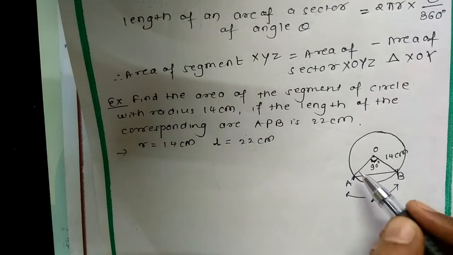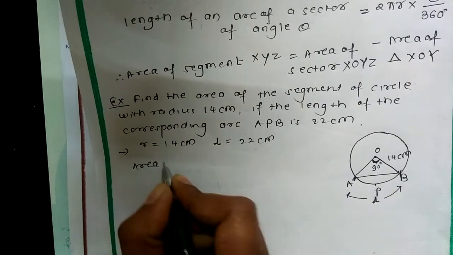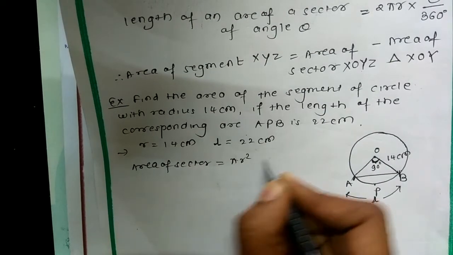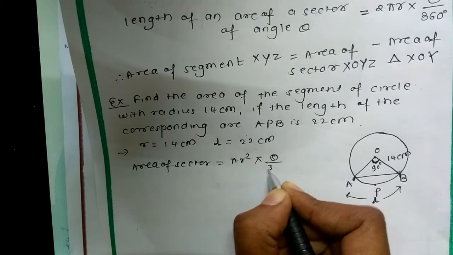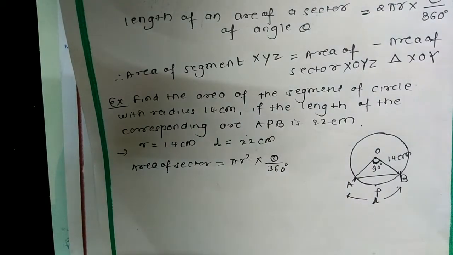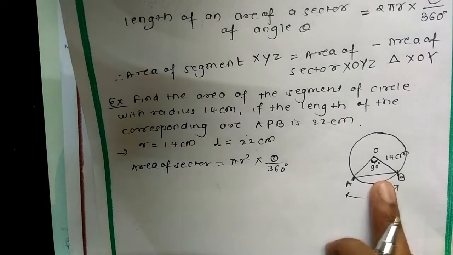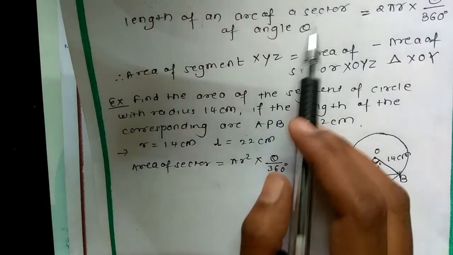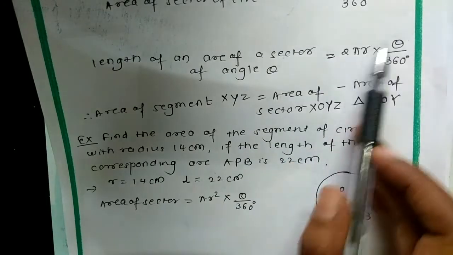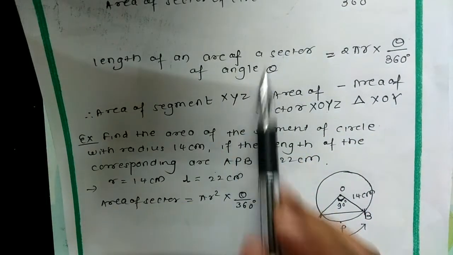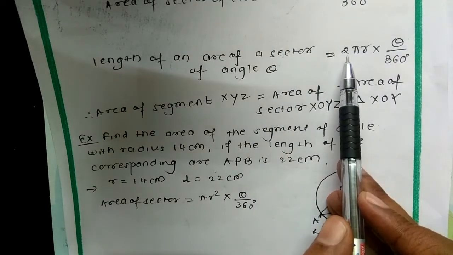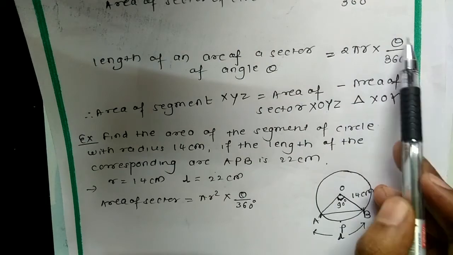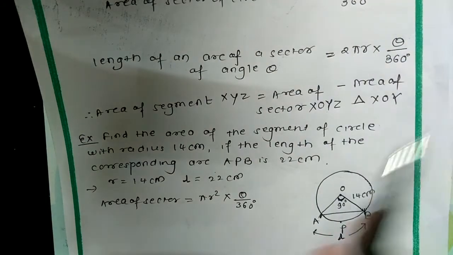So here we need the area of sector, that is pi r square into theta upon 360 degrees. Theta is given as 90 degrees. Sometimes they may not give theta. In that case, using the length of the arc of the sector, you have to use this formula to find theta, because the length of the arc, 22, is given here. So 2 we know, pi is 22 by 7, r is 14, 360 we know, only theta is unknown. So you can find out theta.